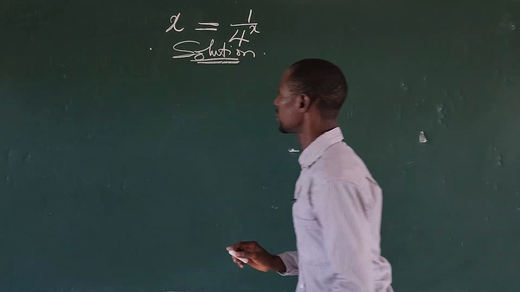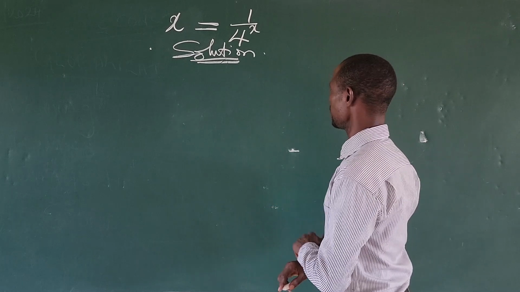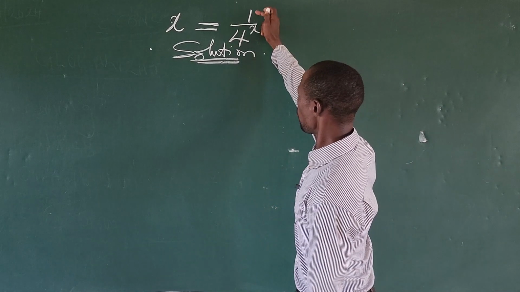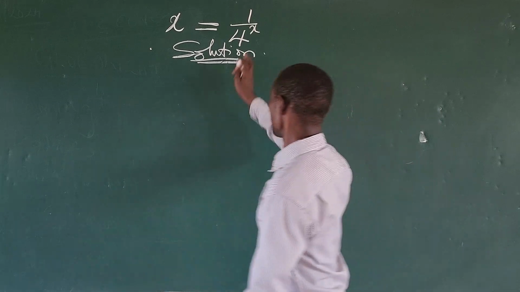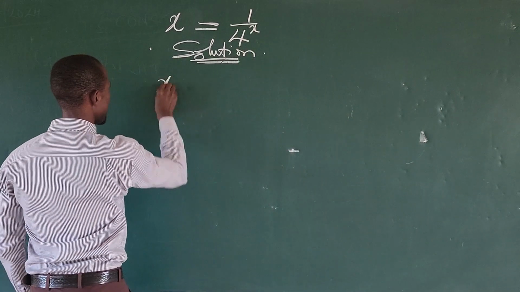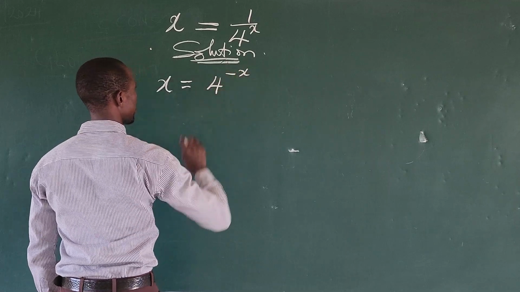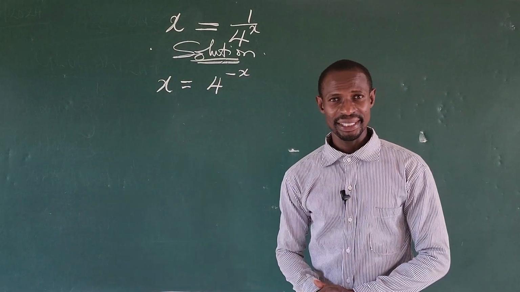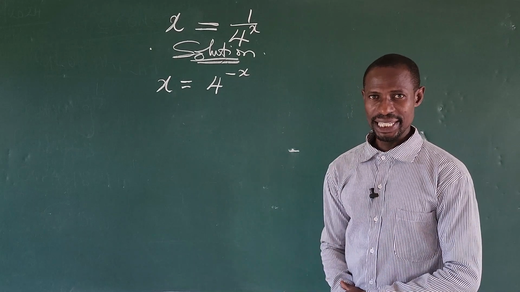All right. Now, if we look at this question carefully, what do we do here? We want to eliminate this 1 and this division sign here. And so rewriting this is going to give us x equal to 4 to the power of minus x. Easy, right? I just apply a simple law of indices.